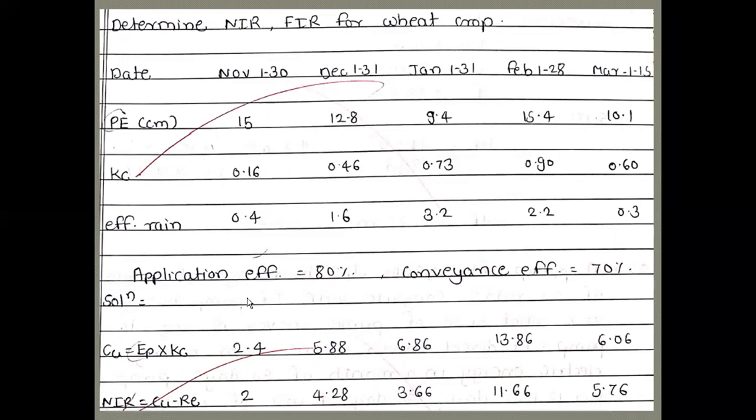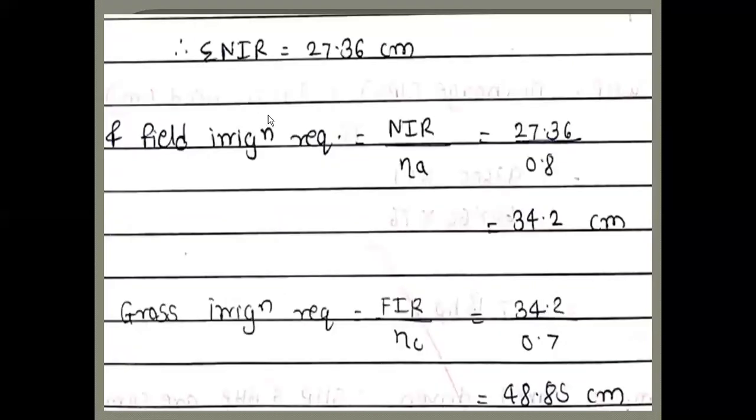Then application efficiency is 80%, conveyance efficiency is 70%. Therefore, solution: consumptive use is pan evaporation into Kc, and net irrigation requirement is Cu minus Re, that is consumptive use minus effective rainfall. These values are put in the table. Therefore, the summation of net irrigation required is equal to 27.36 centimeter, and field irrigation requirement, that is FIR, is net irrigation requirement upon application efficiency, which is 80%, and net irrigation requirement is 27.36.